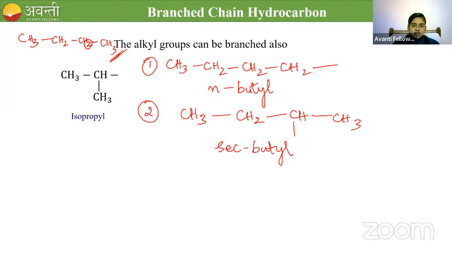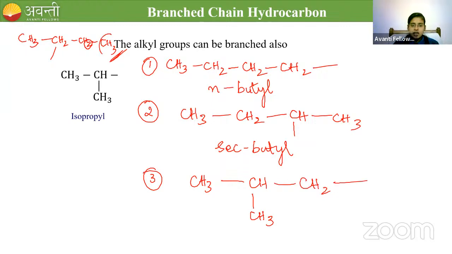Now, third, take one of the CH3 and attach it to this carbon. So I will have CH3, CH, CH3, CH2 bond. Take this CH3 and attach it to this carbon. Replace one of the hydrogens with a CH3 group and write the remaining part. So you will have CH2 bond. This is called isobutyl.